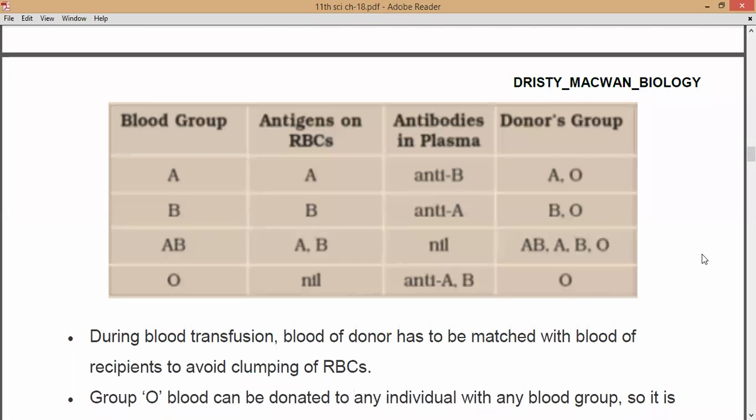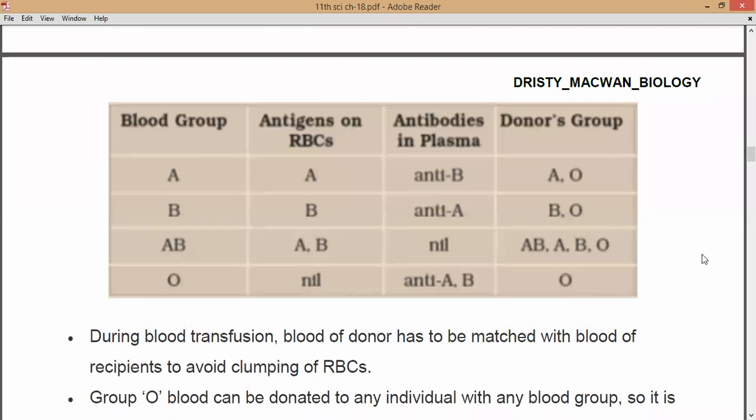Third is AB blood group. Here both the antigens are present, that is antigen A as well as antigen B, but there will be no antibodies in the plasma, because if antibodies were present, they could bind and kill your RBC. So when both the antigens are present, none of the antibodies is present. Who can donate blood to a person with AB blood group? A, B and O. All can donate blood to an AB blood group individual.